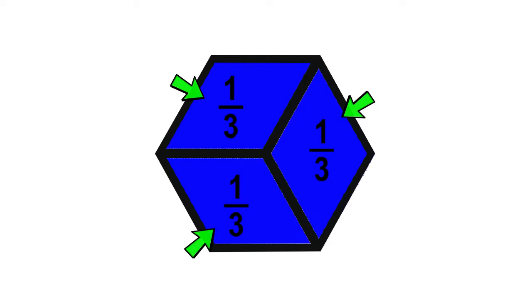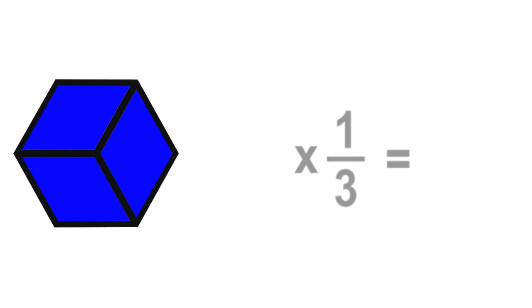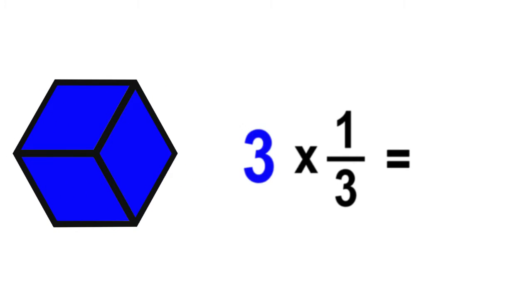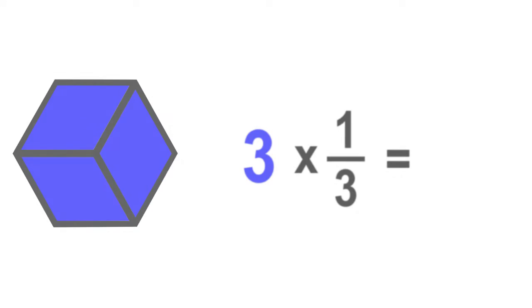If we use the hexagon again as the whole, which pattern block would model thirds? It looks like it takes 3 blue rhombi to make the whole. What unit fraction multiplication equation could be used to explain this model? 3 times 1/3 equals 1.